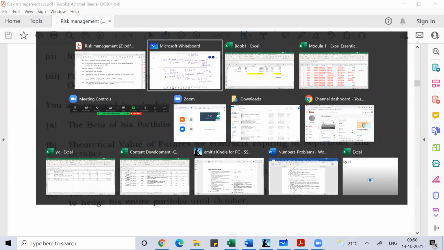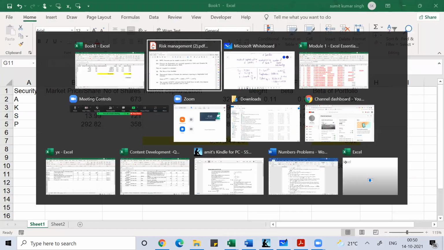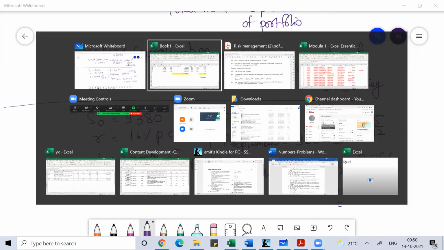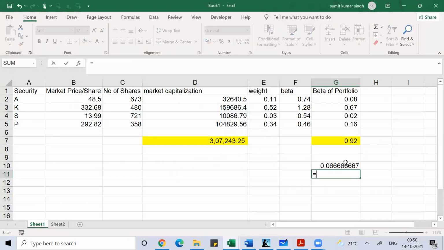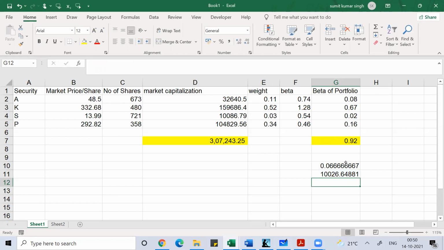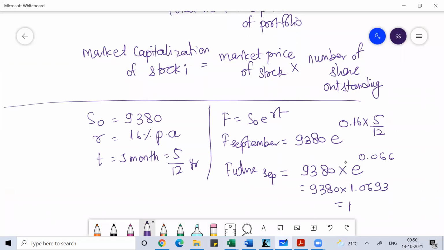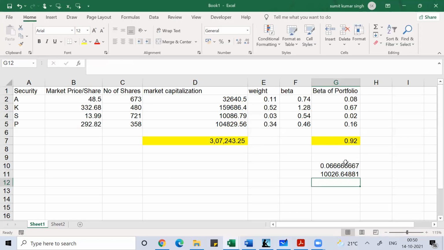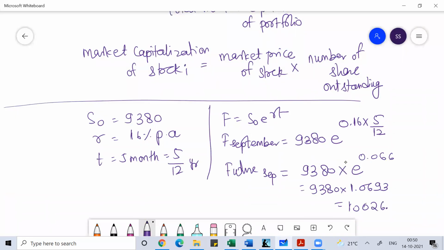Yeah, 9380 into 1.0693. So you'll get 10,026.65. So this should be the theoretical value for the September contract.